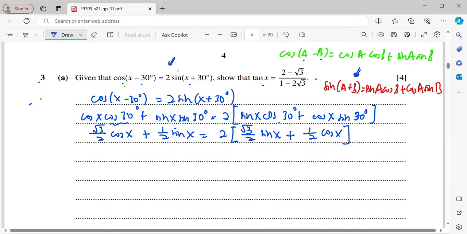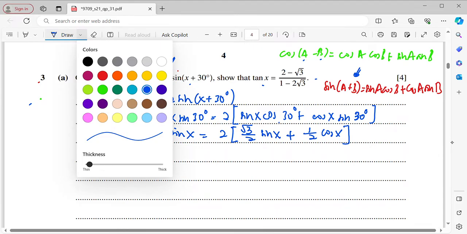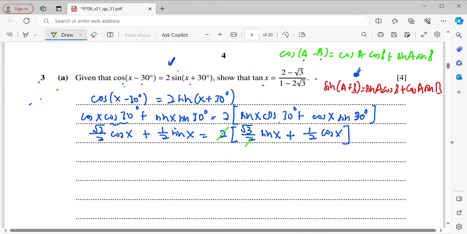Okay, so now the 2 on the right hand side can be simplified by all the terms on the right hand side. So at last I will be getting square root 3 over 2 cos x plus half sine x. All the terms on the right side will be moved to the left side. So minus square root 3 sine x minus cos x equals 0.